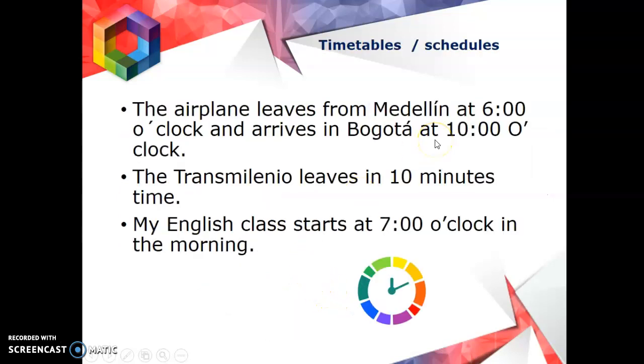And finally, we can use the present simple to express our schedules and the timetables. For example, the airplane leaves from Medellin at 6 o'clock and arrives in Bogota at 10 o'clock. The Transmilenio leaves in 10 minutes time. My English class starts at 7 o'clock in the morning.